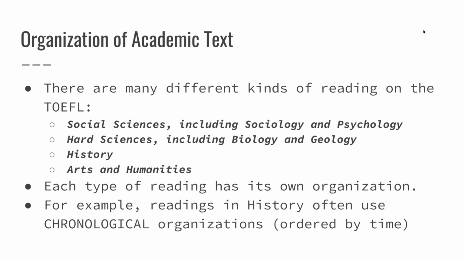So, for example, on the test, you're going to see many different kinds of readings. So, for example, we have social sciences. Social sciences would include things like sociology, psychology. We have what are referred to as the hard sciences, which means a little more statistics, numbers. So for example, biology, geology. Now, again, you don't have to be an expert in these things. So I just want to make sure you understand, you don't have to be a biologist to take the test. You also see readings about history.